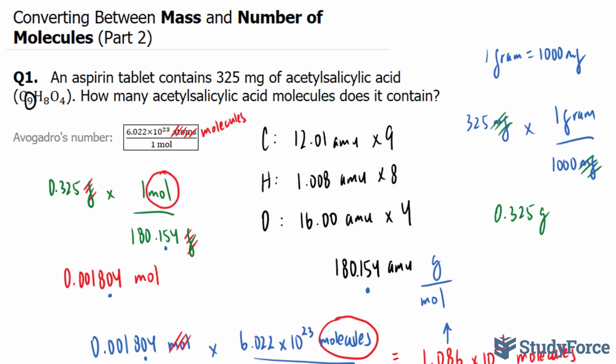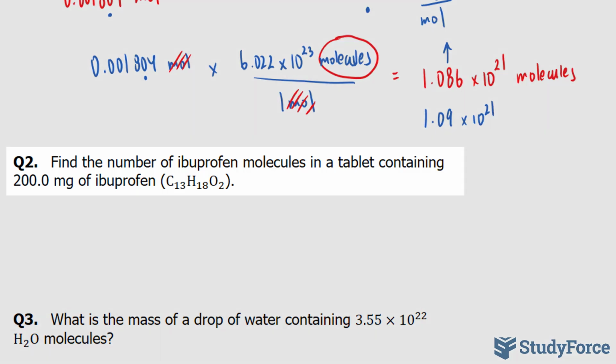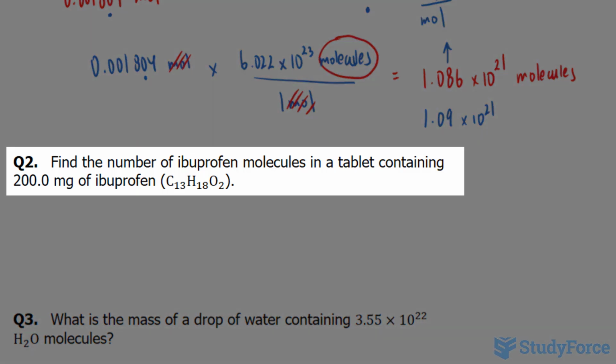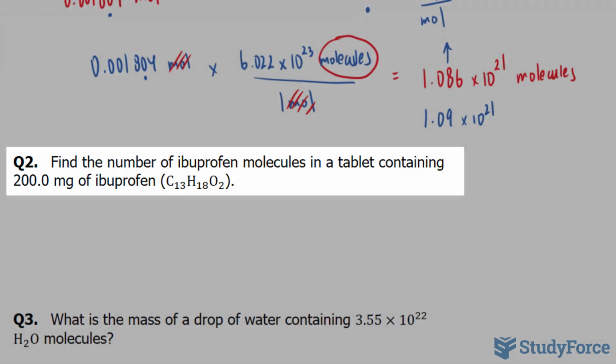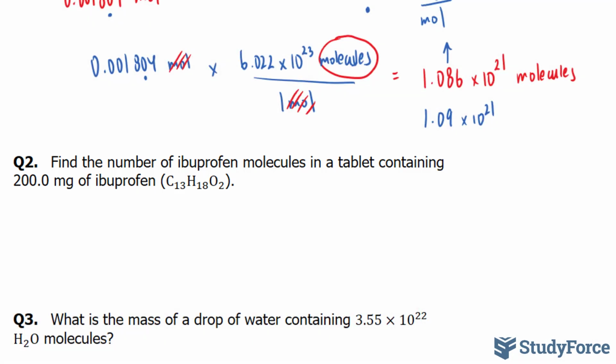In part 2 of our series, where we started learning how to convert between mass and the number of molecules, we'll continue answering where we left off, which is question 2. The question reads, find the number of ibuprofen molecules in a tablet containing 200.0 milligrams of ibuprofen. Ibuprofen has the molecular formula C13H18O2. Let's start by finding the formula mass of this compound.